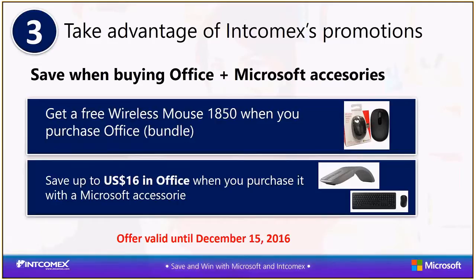The second one is save up to $16 in Office Home and Business when you purchase it with a Microsoft accessory with a value sell-off price of $45. That is the average of the accessory or the hardware you need to get in order to get the $16 rebate. If the offer ends December 15th, that means the invoice needs to be on that day. Can we continue to the next one, please?